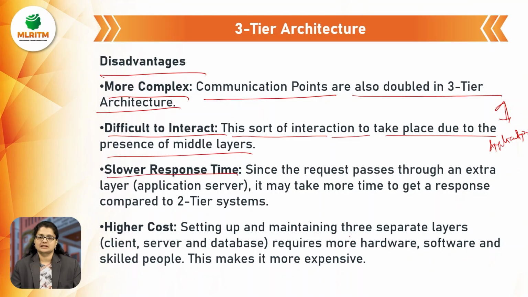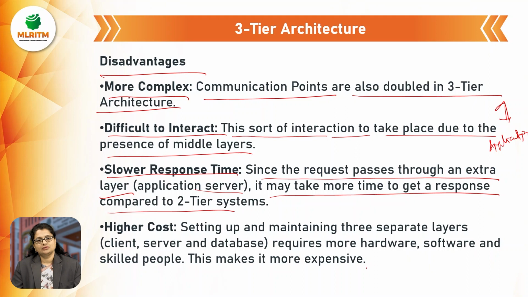And slower response time. Since the request passes through an extra layer, that is the application server, it may take more time to get the response compared to the tier 2 architecture. In the tier 2 architecture, we don't have this application server layer. So automatically we can receive the data much faster compared to the tier 3 architecture.